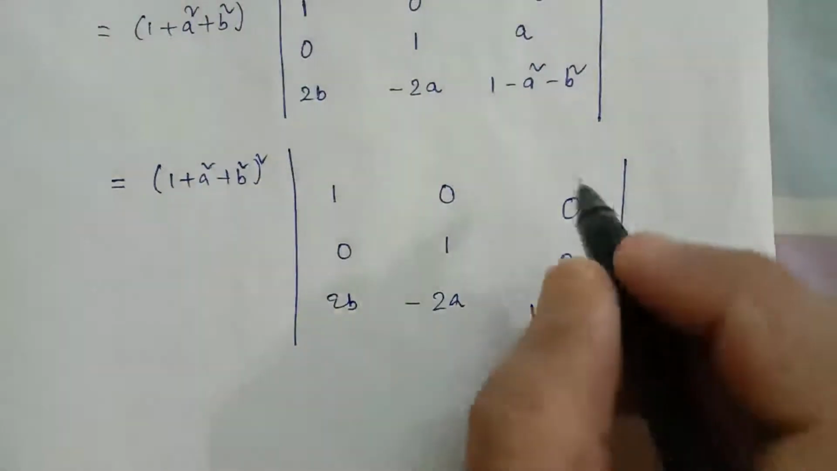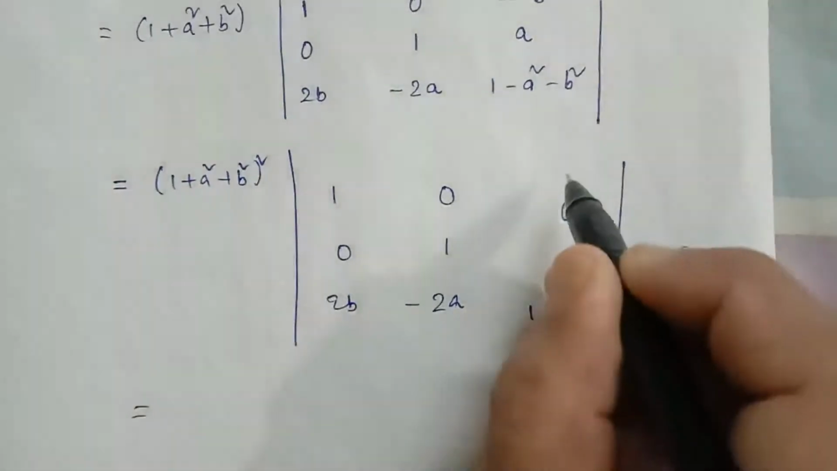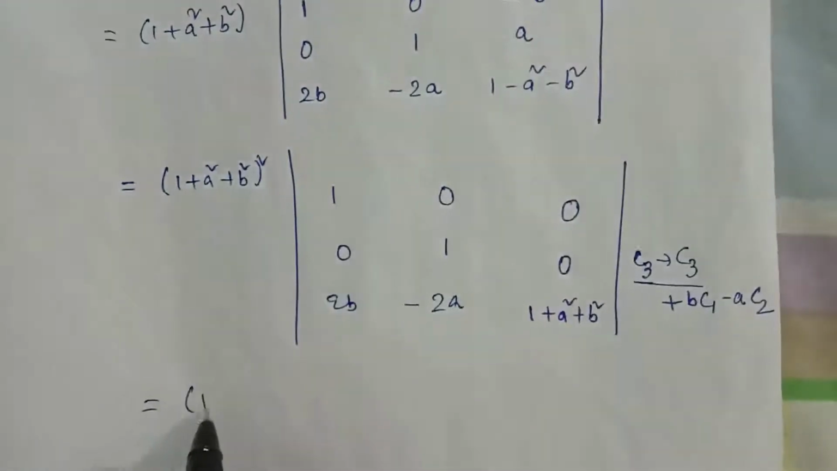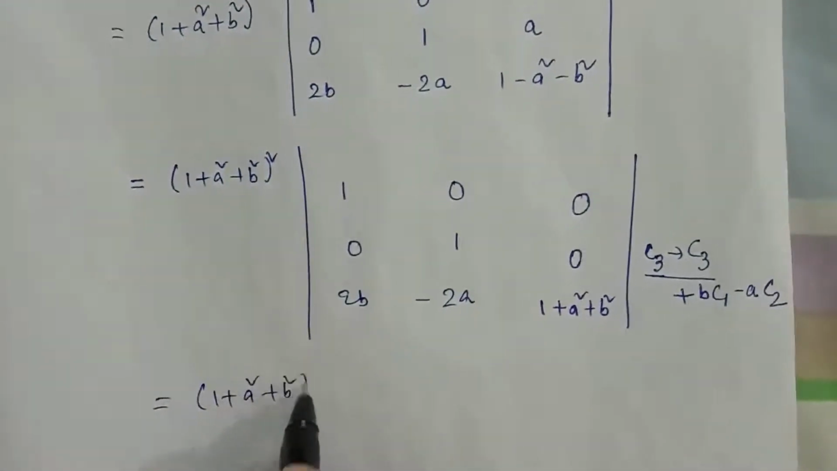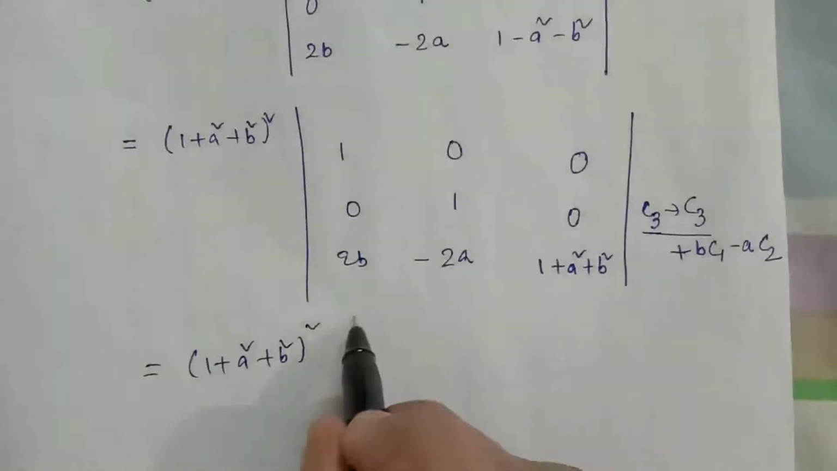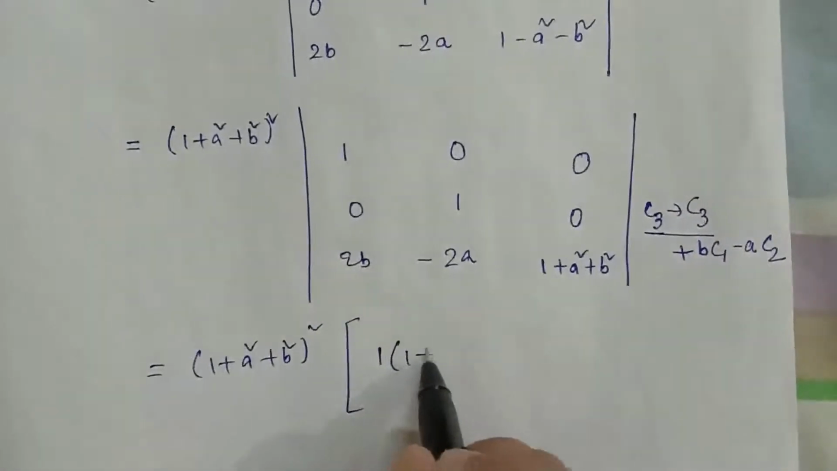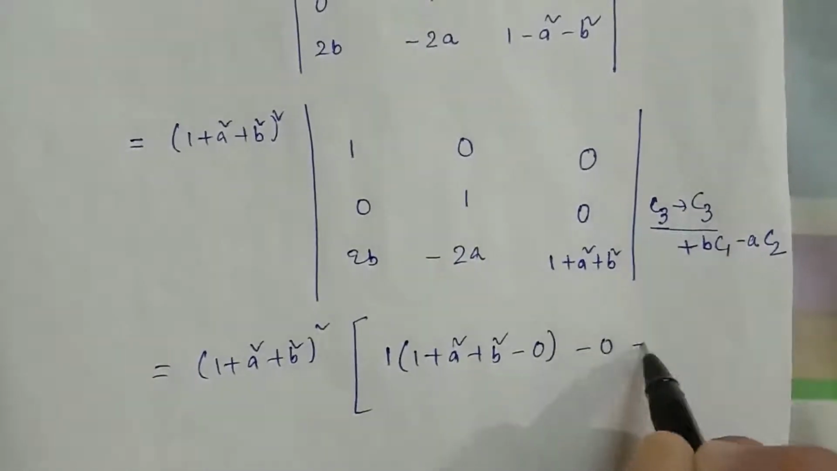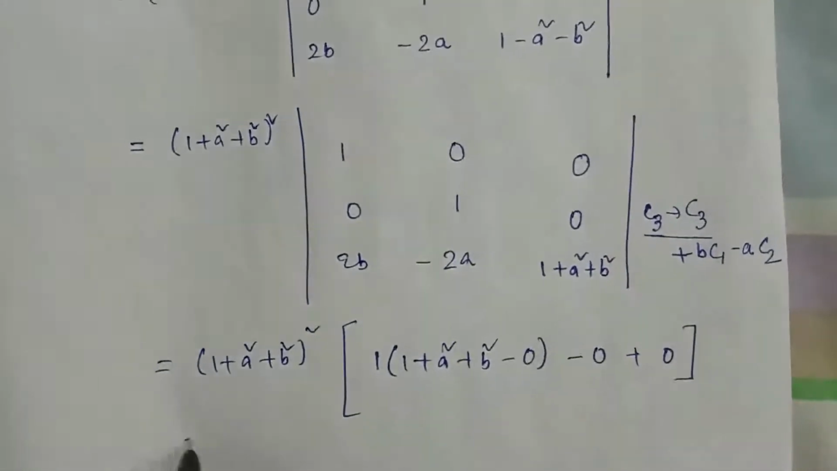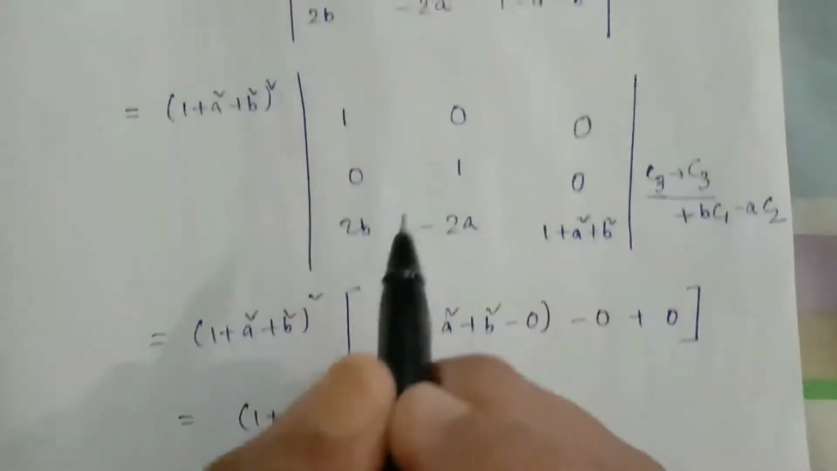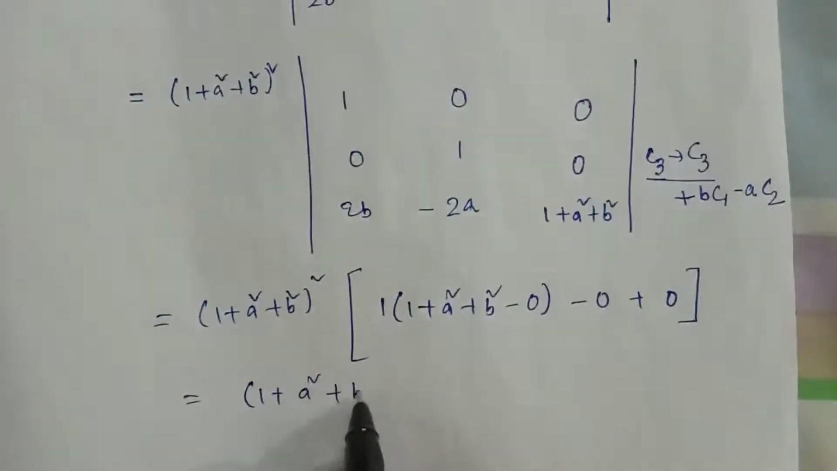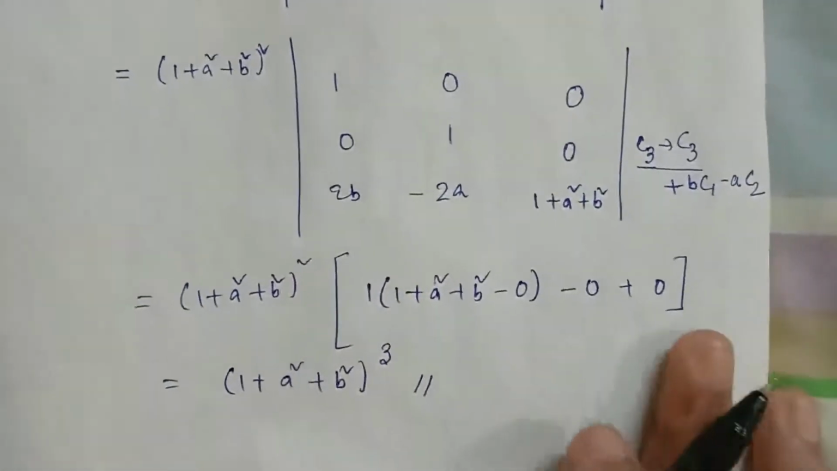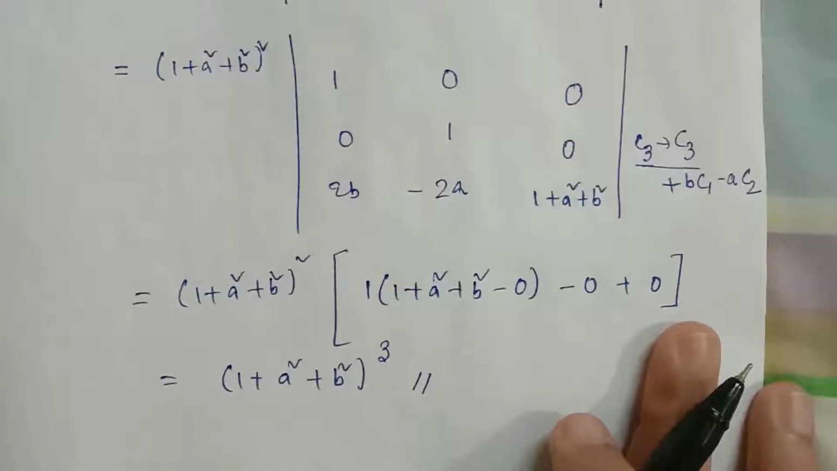Okay. Now our calculation will be easier if we expand along the first row. You can see there are 2 zeros in the first row. If we expand along the first row, you can see 1 into (1 plus a square plus b square) minus 0. The rest of the elements will be 0. So ultimately what will be the answer? (1 plus a square plus b square) whole cube. This is the right hand side, and this is a very important question.